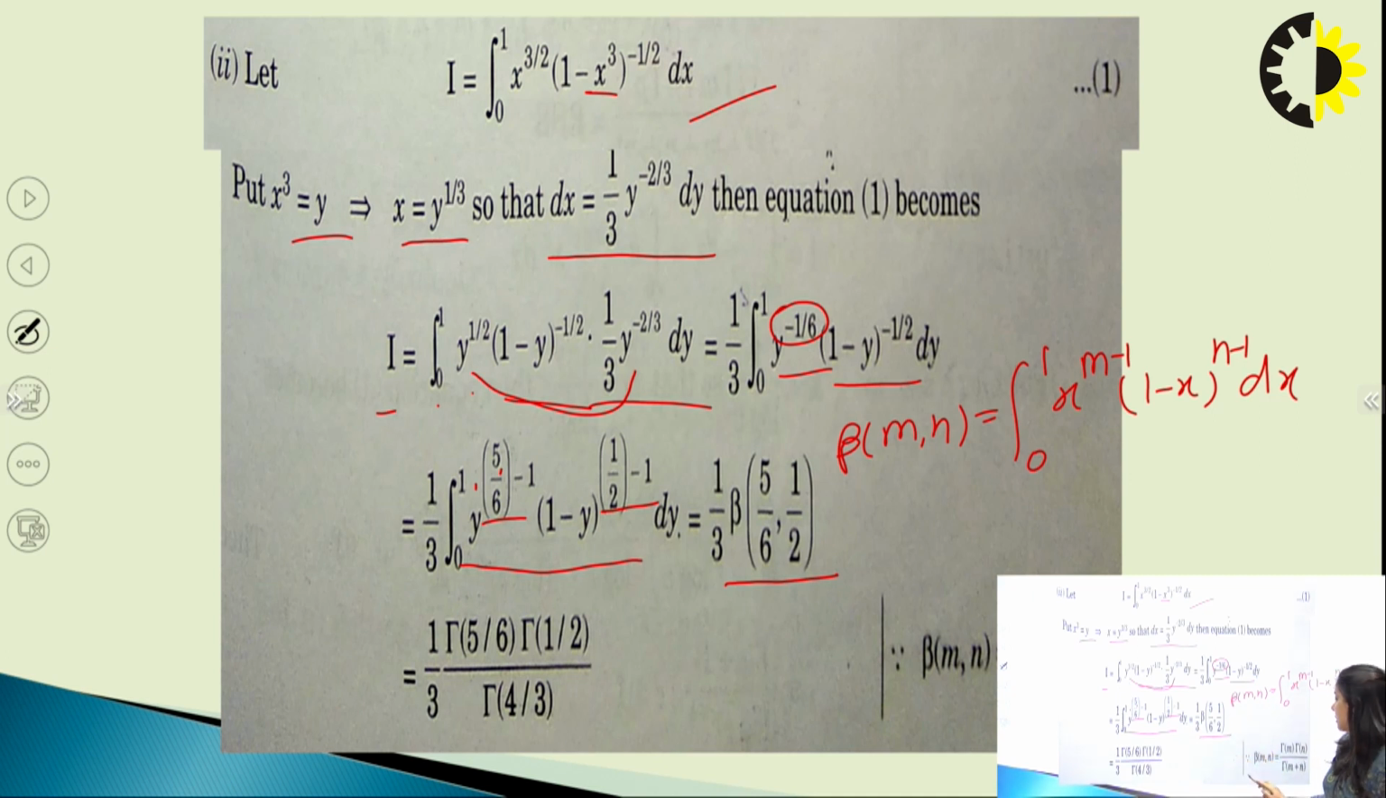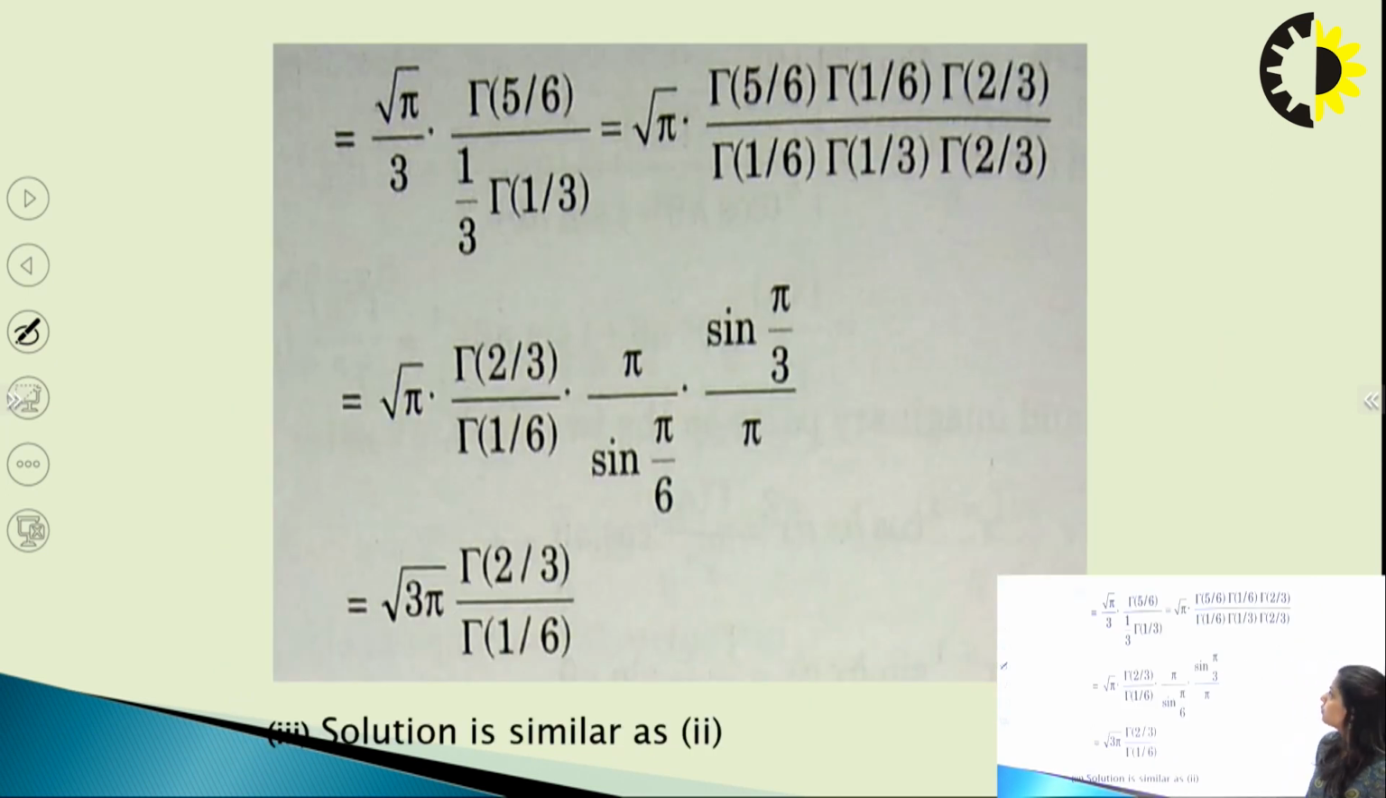Now by using this property of the beta function and gamma function, beta(m, n) is equal to gamma m gamma n upon gamma of m plus n. So with m equal to 5 by 6 and n equal to 1 by 2, this is equal to 1 by 3 gamma of 5 by 6 into gamma of 1 by 2 upon gamma of 4 by 3. Now we know that gamma of 1 by 2 is equal to under root pi, so we put in the value of gamma of 1 by 2 as under root pi.